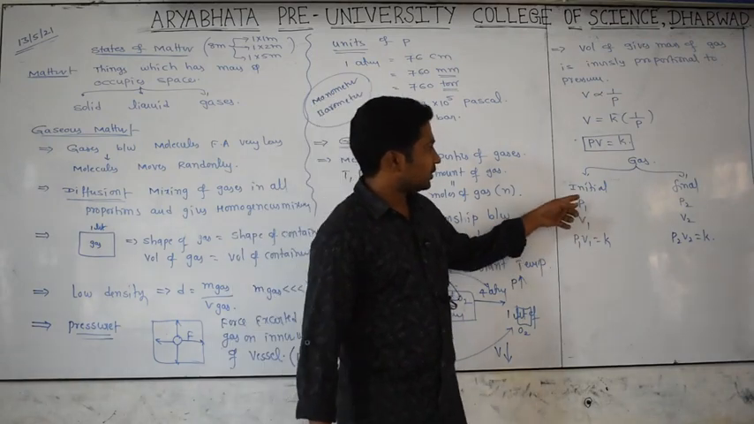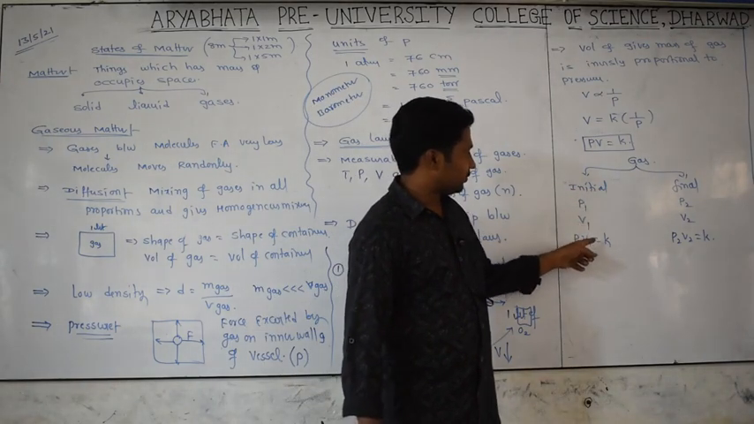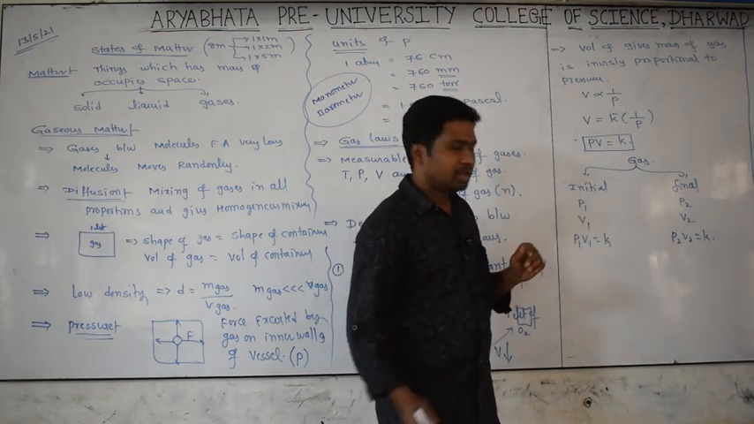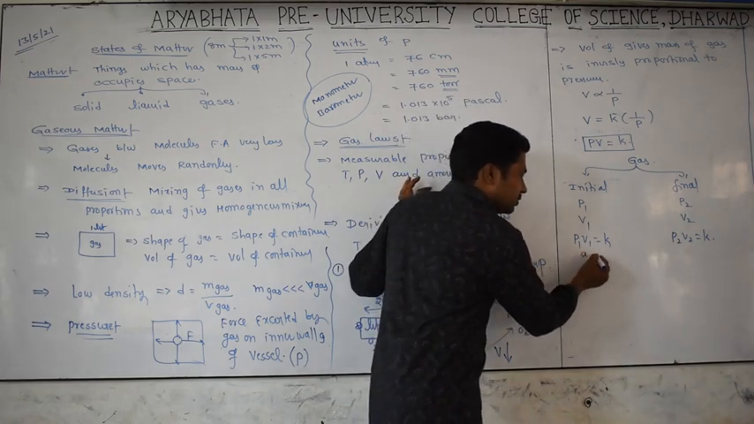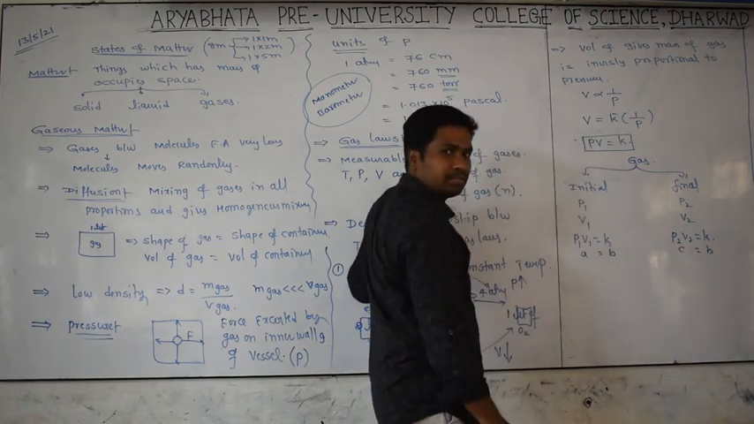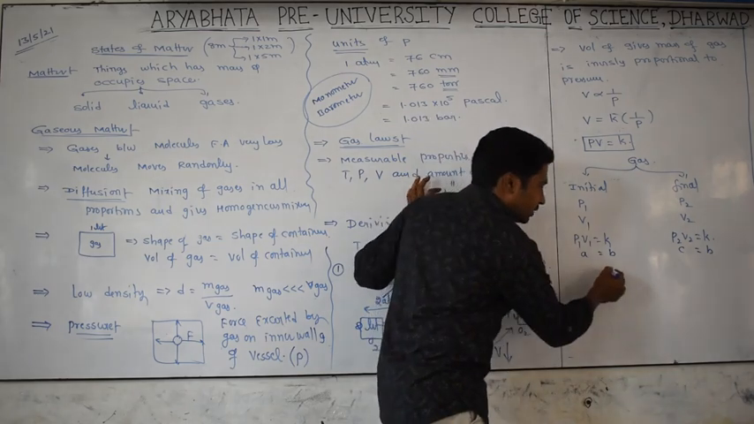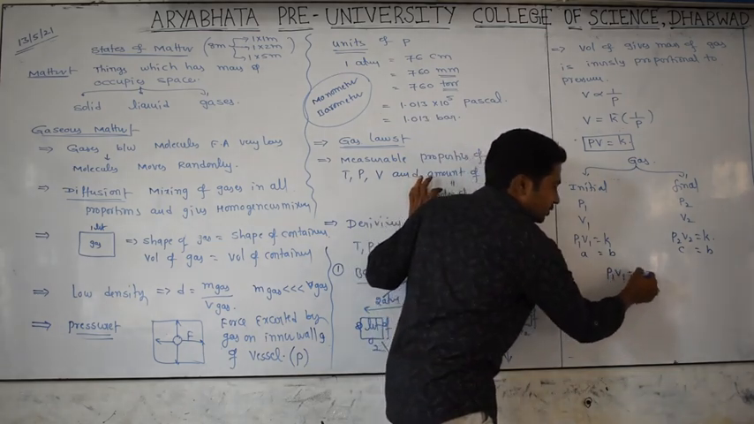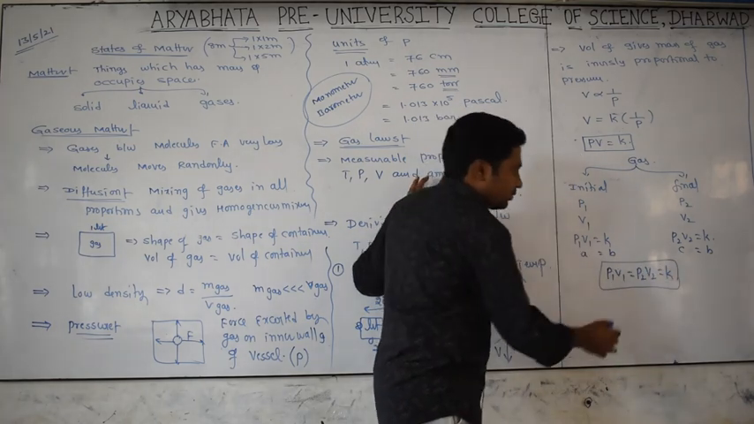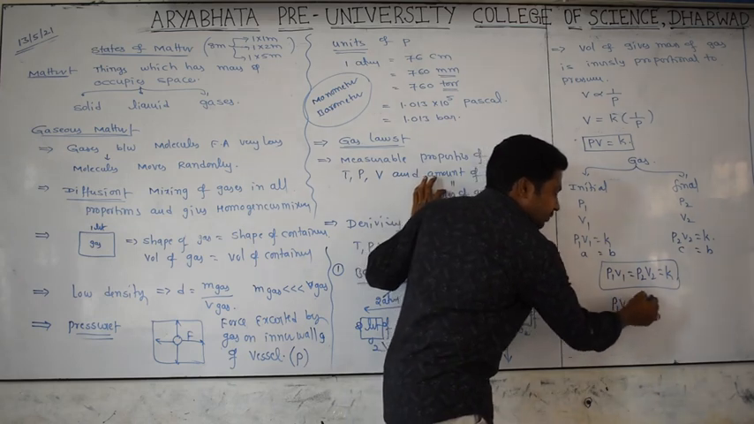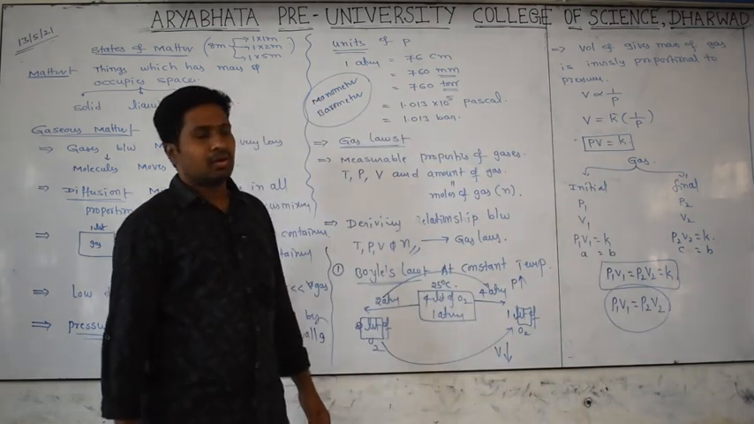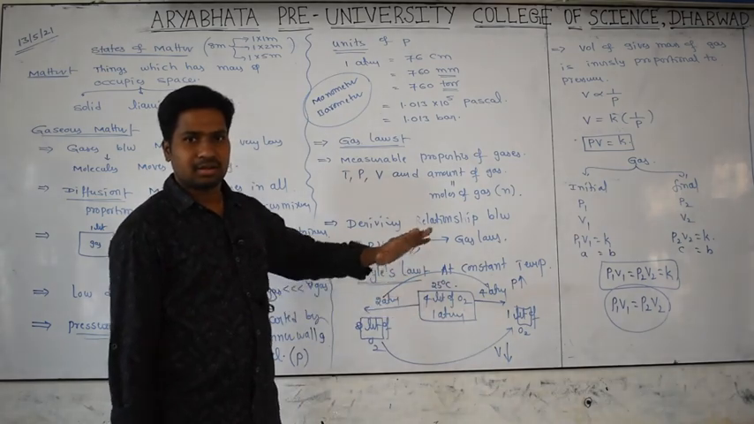So yesterday we stopped at initial and final: P1 V1 equals a constant according to Boyle's law. At another condition, P2 V2 equals a constant. You already know one equation: A equals B and C equals B, so what can be written? A equals B equals C can be written. That's why we write P1 V1 equals P2 V2 equals constant. So under the same Boyle's law we can write one more formula at two different conditions: P1 V1 equals P2 V2. All of you understood? So Boyle's law explanation is over.